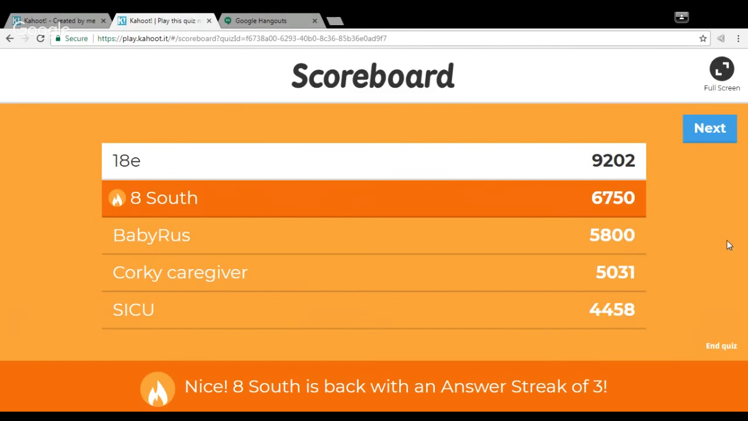8 South coming back with an answer streak of 3 that they got right. Good job, 8 South. Baby R Us, come on. Come on. Those babies need care plans too. You can do this. Corky Caregiver coming in at the 4th. And SICU, where have you been? You're entering the leaderboard now in 5th place here at SICU. So here we go. Who's ready for that next question?